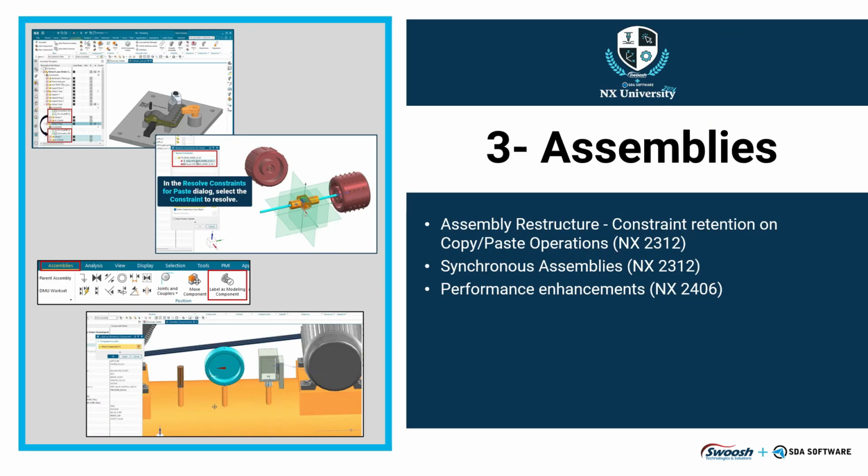All right, getting into our next discussion here. Topic number 3, assemblies related enhancements. We'll take a look at assembly restructure, constraint retention on copy and paste operations introduced in NX 2312, synchronous assemblies, NX 2312, and then finally performance enhancements in NX 2406.